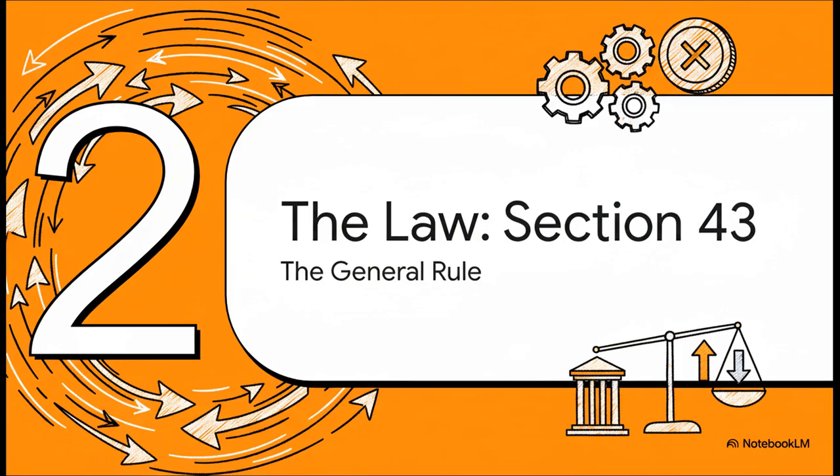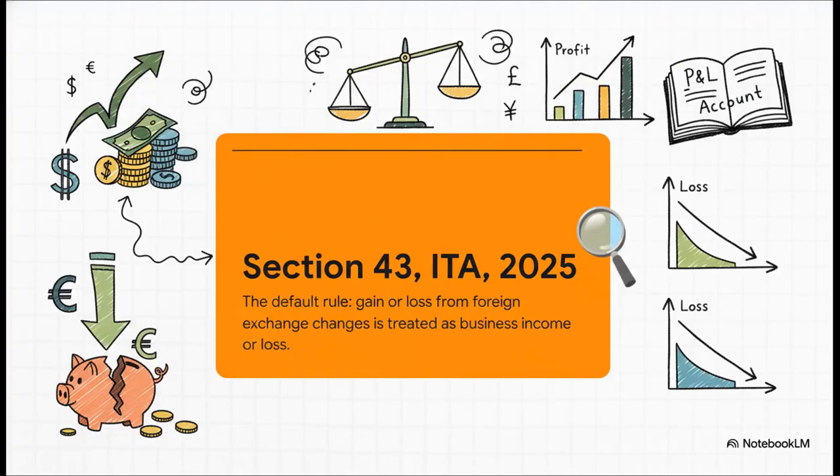To find our answer, the first place we have to look is Section 43 of the Income Tax Act 2025. You can think of this as the main road, the default rule for pretty much all Forex fluctuations. So the starting point here is Section 43, and its approach is refreshingly simple. It basically says if you gain money because the exchange rate moved in your favor, well, that's treated as business income. And on the flip side, if you lose money, it's considered a business loss. It's a straight line to your profit and loss account for that year.